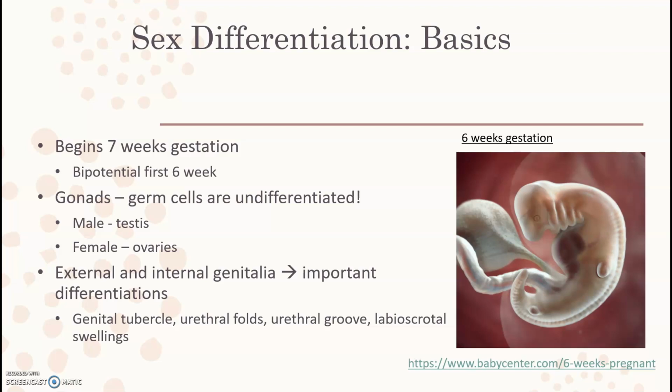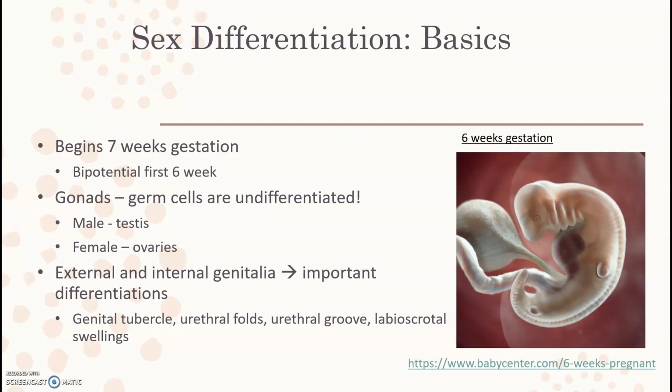One of our more important organs regarding sex differentiation are our gonads. And this is where either the eggs or the sperm are produced, so where gametogenesis occurs. So the first 6 weeks, these are called germ cells because they're undifferentiated. When we reach the 7th week, if the fetus is a male, they get testes. If it's a female, they get ovaries.